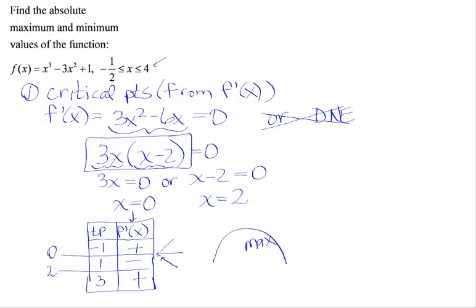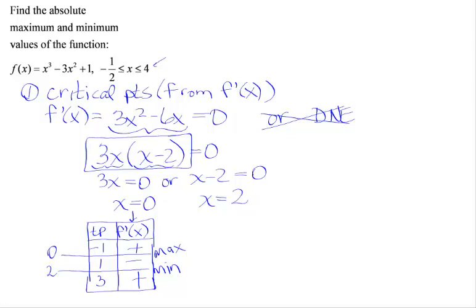Do the same thing for the other critical point. Start with negative slopes, fingers pointed down, then bring your hand horizontal, then put your fingers up in the air, and you have a min. So here the first derivative test says we have a max at x equals 0 and a min at x equals 2.